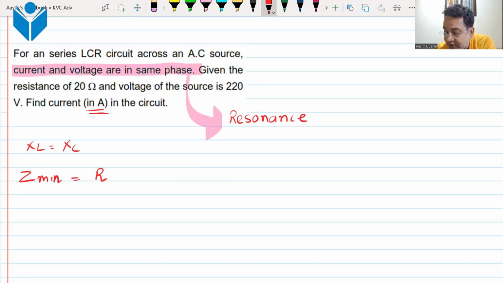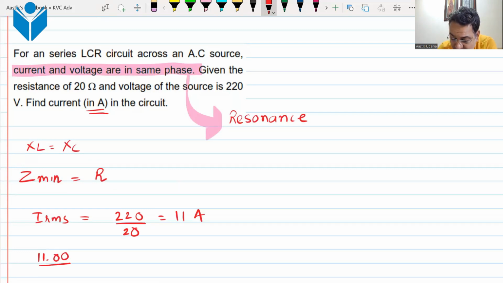So you have to find out the current in the circuit. When they are asking about current, they are asking about the RMS current. The value of RMS current will be equal to Vrms, and V is given as 220, the RMS value. Here the impedance Z will be equal to R, which is 20. So the answer that you are going to get will be 11 amps. So the answer will be 11.00 in this case.